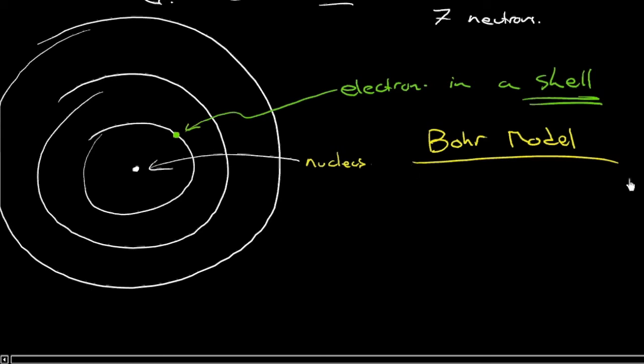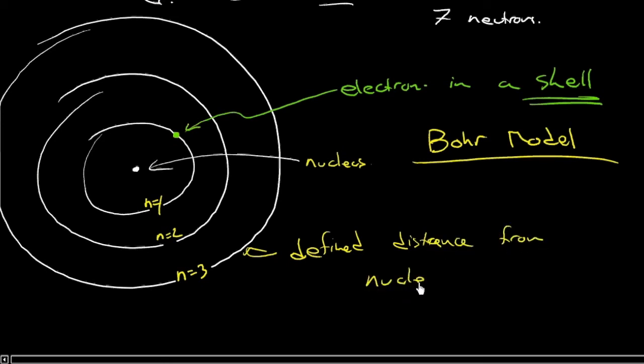And one of the features of this model is that the distance of the electron from the nucleus is limited to specific values. So n equals 1, n equals 2, n equals 3. These are different shells, different distances, but they are defined. This is an important feature: defined distance from the nucleus. This model is not entirely correct. There are limitations and problems with it. But again, it's a model, and it's actually useful for certain discussions.